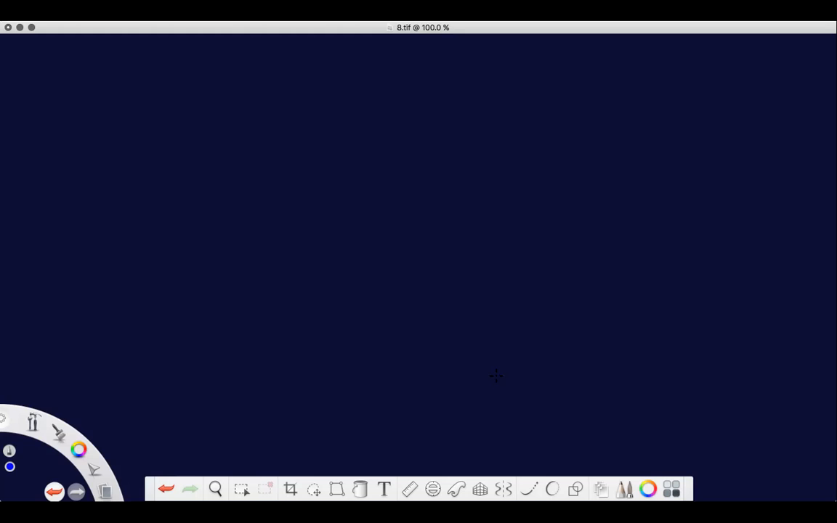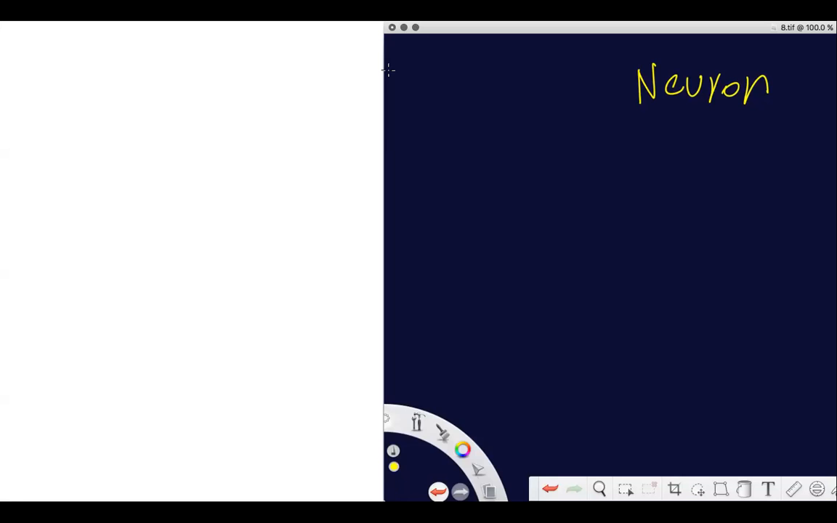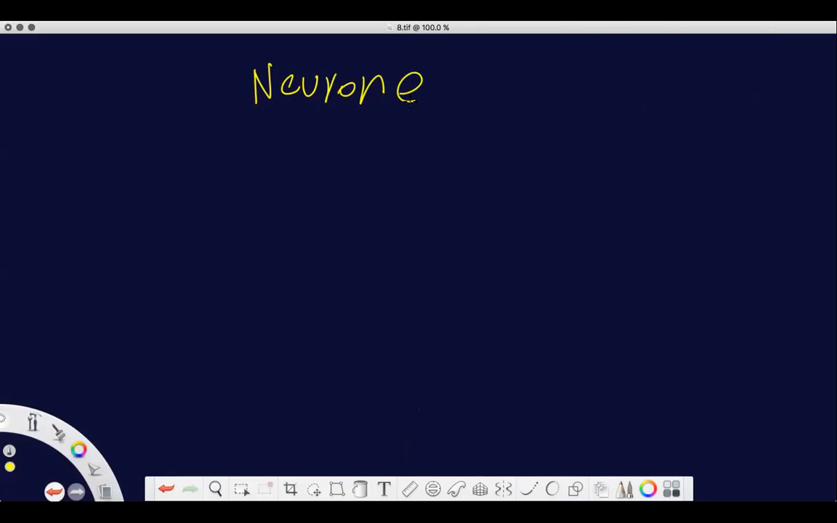Right, we're going to learn the functional unit of the nervous system, the neuron. First of all, we should understand a neuron is a cell. A neuron is a specialized cell, and what we learn about cells, most of the parts of the cells we can find in the neuron.